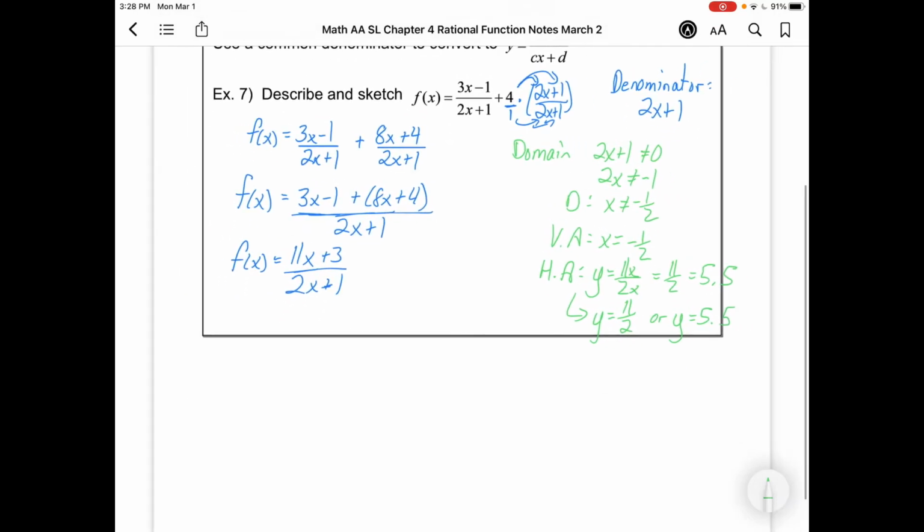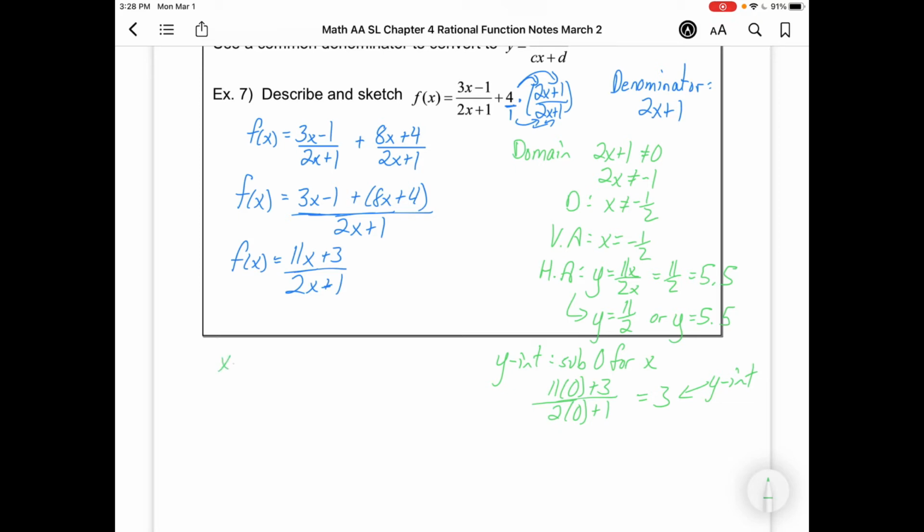We need to find the y-intercept. So y-intercept means sub 0 for x. So we'd get 11 times 0 plus 3 all over 2 times 0 plus 1. What would that be? That would be 3 over 1. That's our y-intercept, it is 3. And I'll organize this stuff all nicely on the next slide.